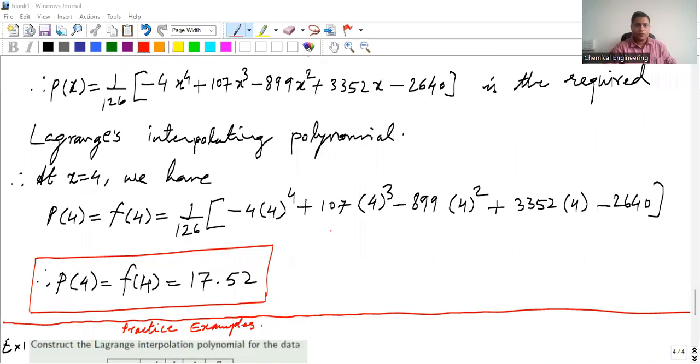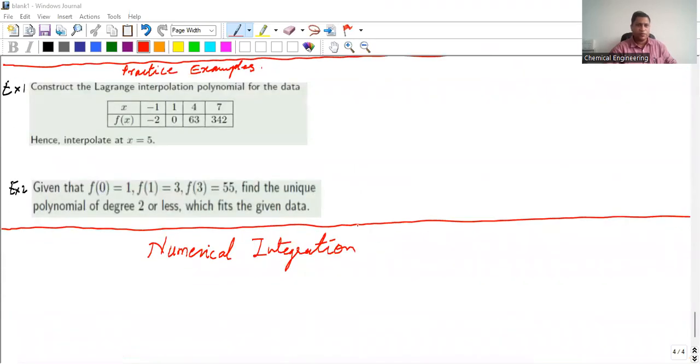So in numerical integration, we'll have three formulas. First we'll try to understand the trapezoidal rule. Then we'll understand Simpson's 1/3 rule, and then we'll use Simpson's 3/8 rule. Let us try to understand the numerical integration. These are the practice examples you can have.